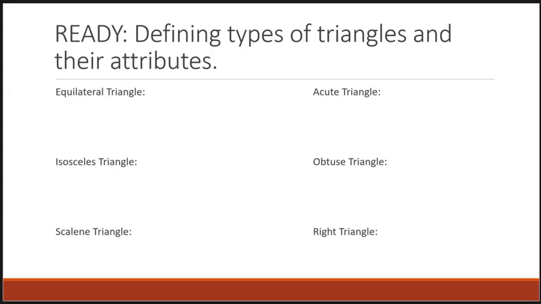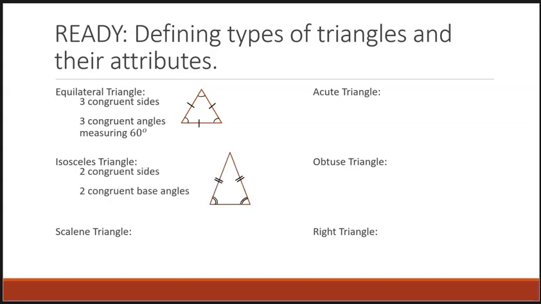An equilateral triangle has 3 congruent sides and 3 congruent angles. Each of these angles measures 60 degrees. An isosceles triangle has 2 congruent sides and 2 congruent base angles. In a scalene triangle, all 3 sides have different lengths and all 3 angles have different measures.